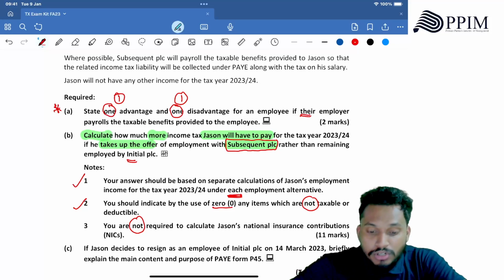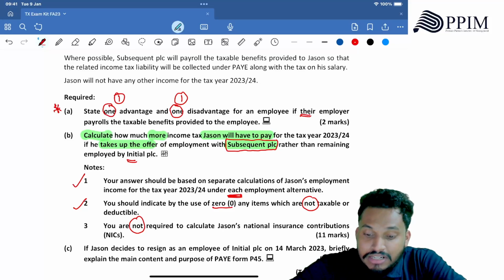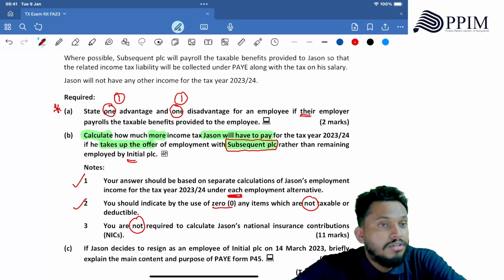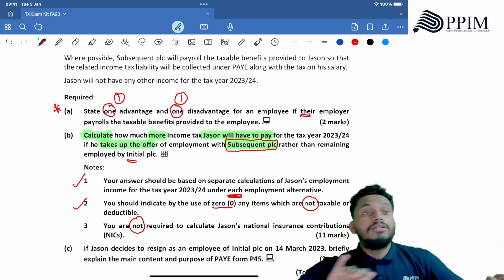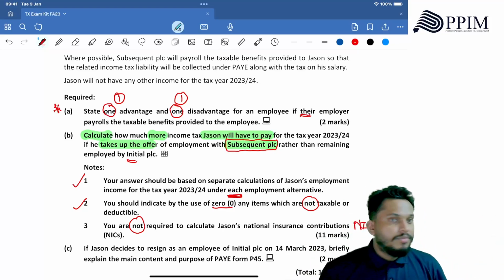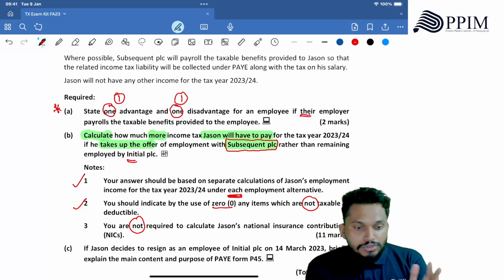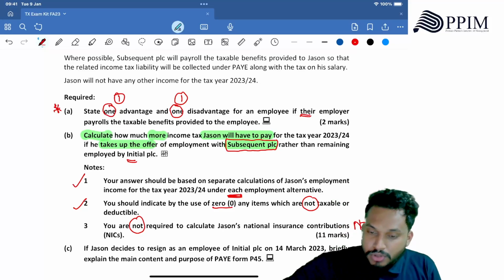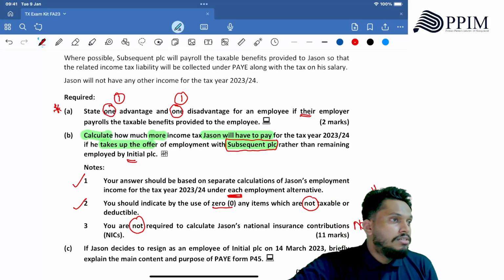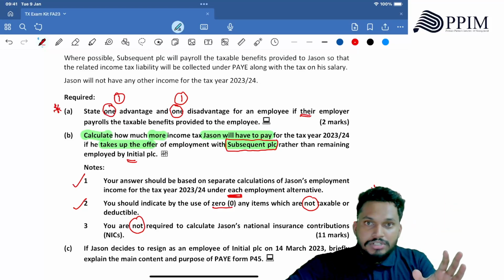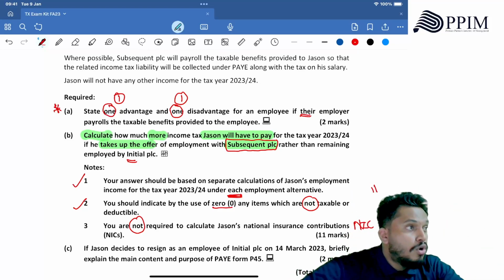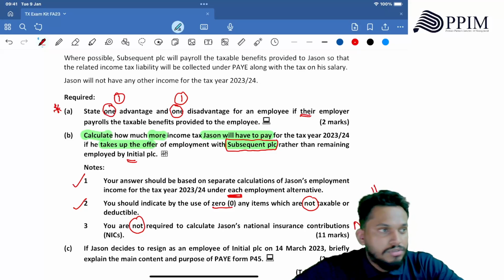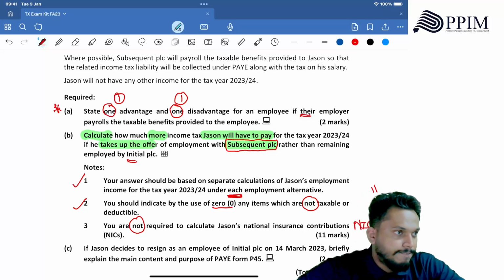Then, you are not required to calculate Jason's national insurance contributions. So NICs you don't want to calculate, then you don't go and calculate it. Okay, did you understand that? So first you need to understand how many marks you are getting. 11 marks. For your structure, understanding your question is important, how you are going to draft your response. So I'm making my plan.